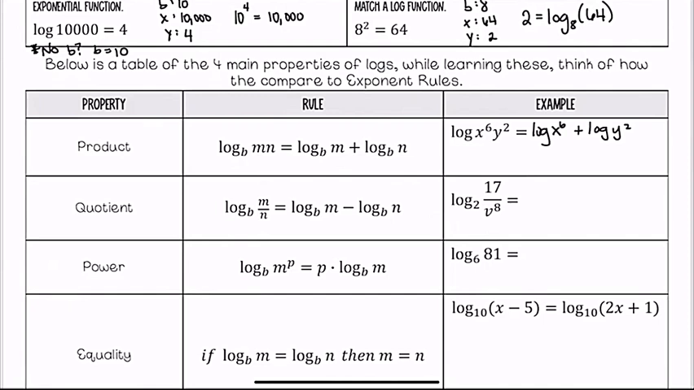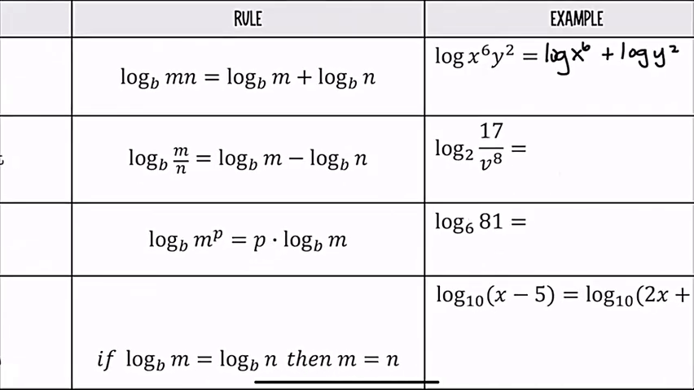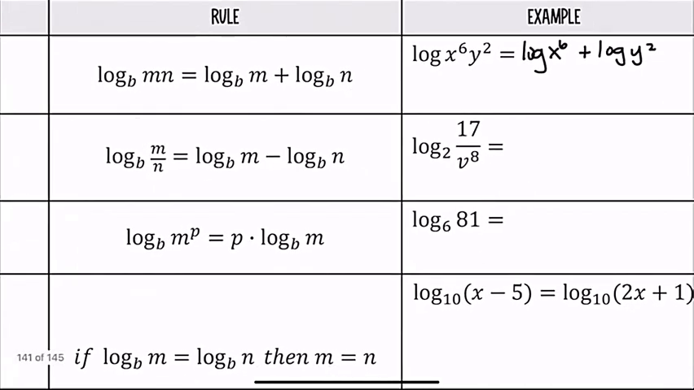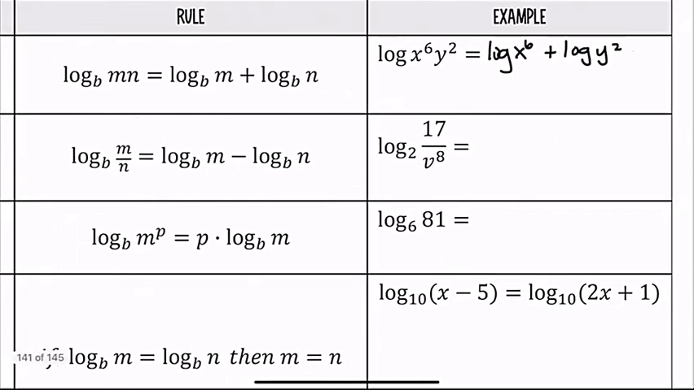Next, looking at quotient, we have the log where we're dividing. And it says if we're dividing, then we can also do the numerator minus the denominator. So we have log base 2 of 17 over v to the 8th. That's the same thing as saying log base 2 of 17 minus log base 2 of v to the power of 8.